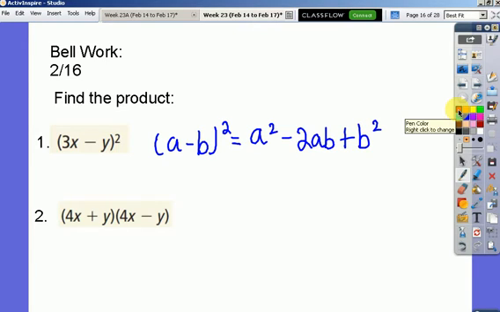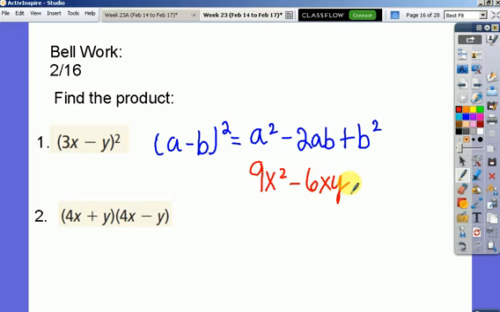The first one squared is 9x squared minus what? Well, what's the two middle terms? 3x and a y. When I multiply them together, what do I get? 3xy, and then I have to double it. So when I double it, I get 6xy.